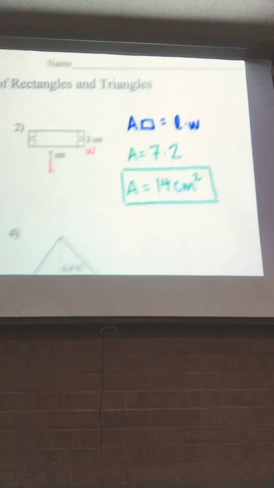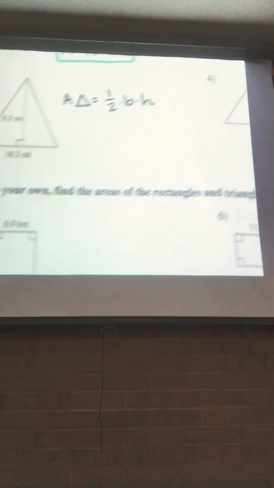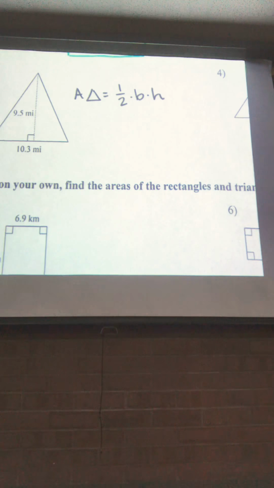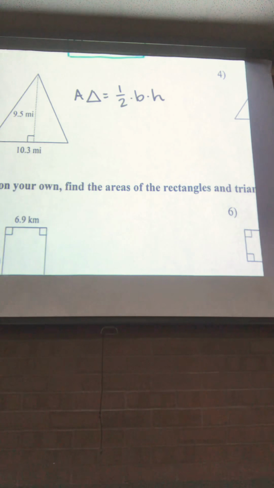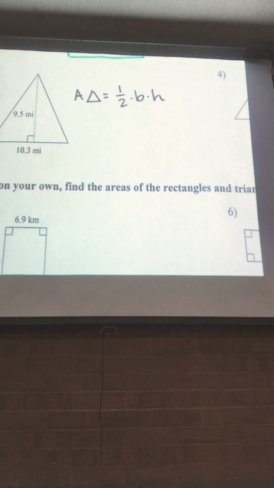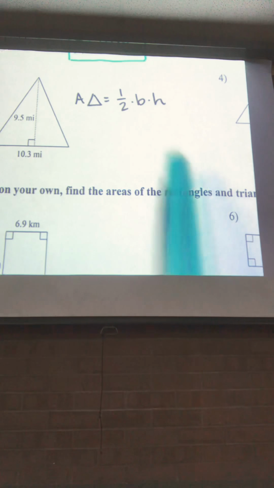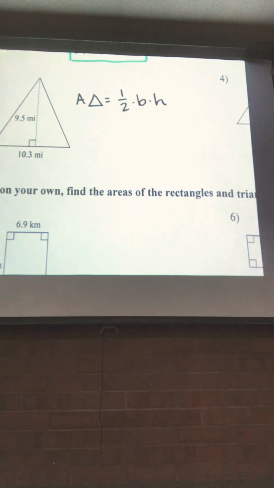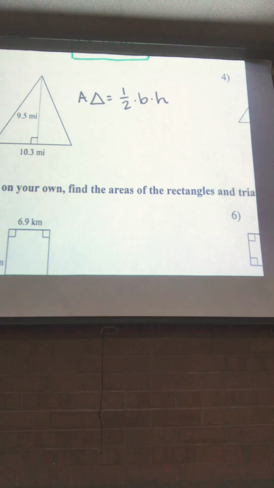Okay, number 3. We now have area of triangles. Okay, so triangles, our formula is a little bit different. We're not dealing with length and width anymore. We are dealing with base and height. That's what our B and our H stand for. Well, just like on a rectangle, it didn't really matter. On triangles, it kind of does matter a little bit.